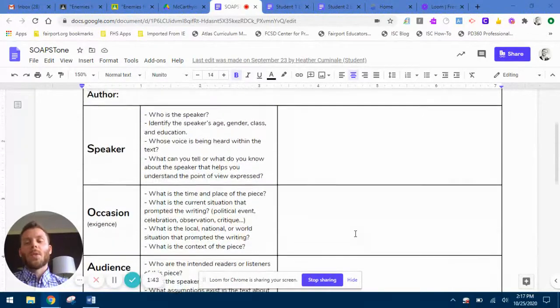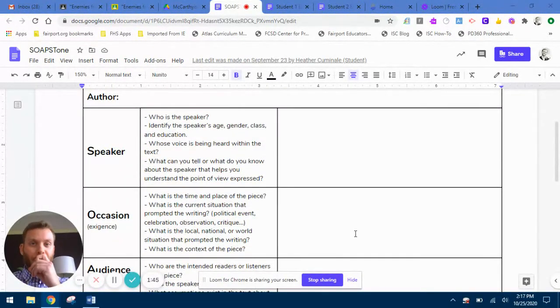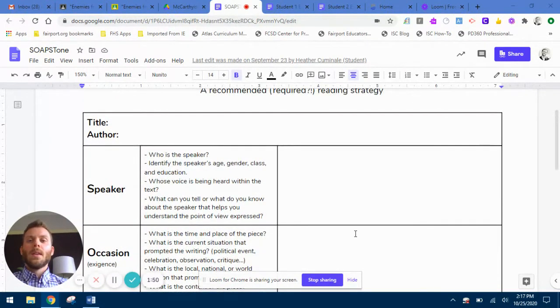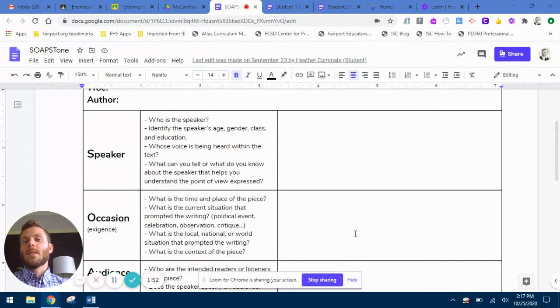So, when I assigned the Enemies from Within response, I recommended that if you're someone who still didn't feel totally comfortable, go back to one of our earlier SOAPSTone responses and use the template. I just want to remind you guys that this template is here. If you go back to the "There won't be a clear end to the pandemic" article, you can reference it there.